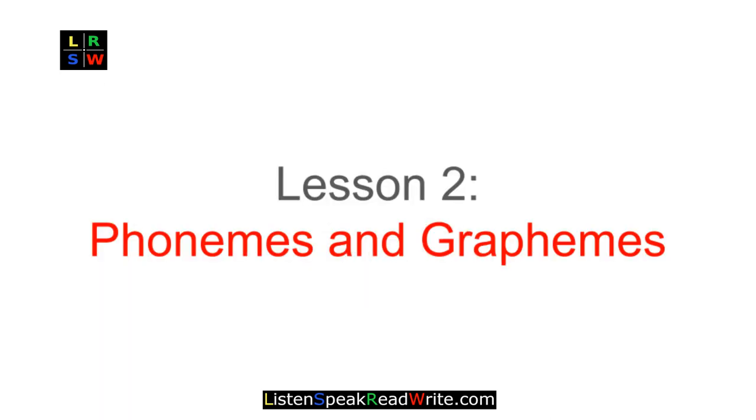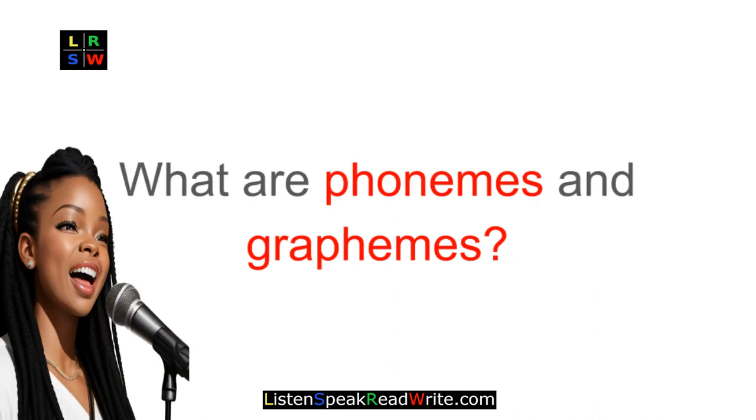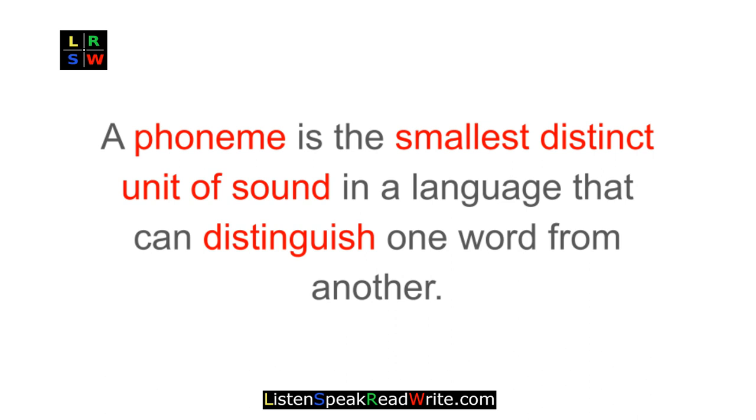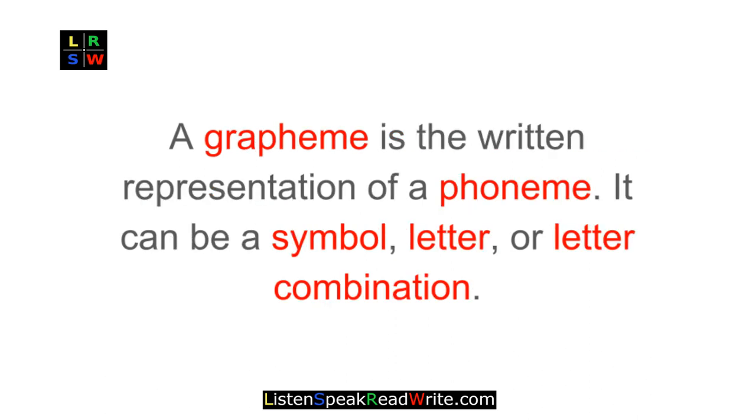Lesson 2, Phonemes and Graphemes. What are phonemes and graphemes? A phoneme is the smallest distinct unit of sound in a language that can distinguish one word from another. A grapheme is the written representation of a phoneme. It can be a symbol, letter, or letter combination.